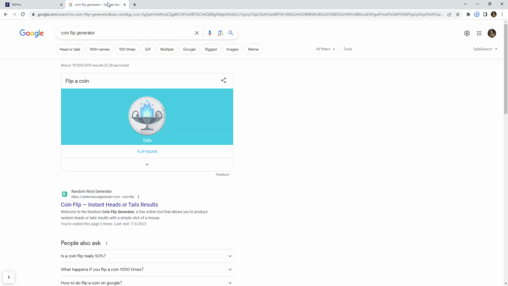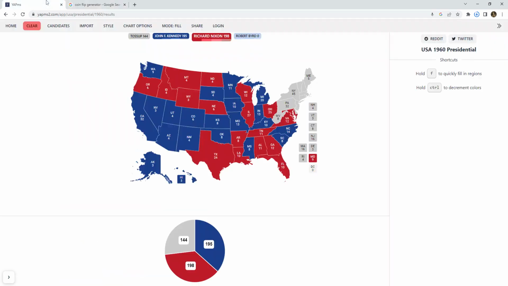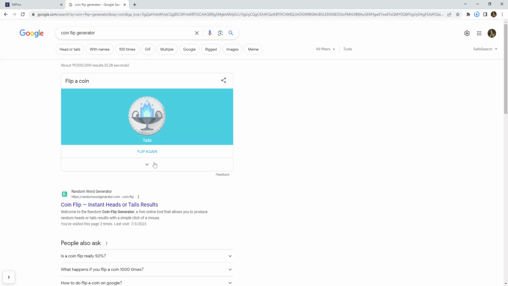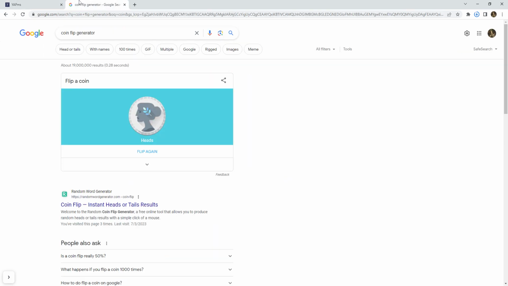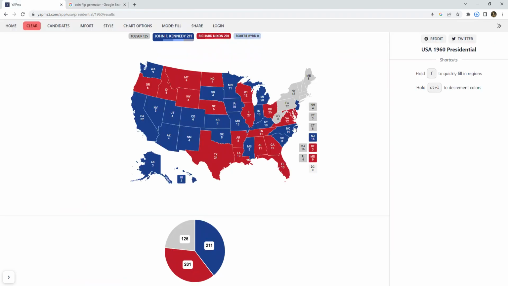But moving on, the next one is Delaware. Let's see who wins there. It will go for Nixon as well. Next is the state of New Jersey. That's going to go for Kennedy. Next is Connecticut. It will go for Kennedy as well.